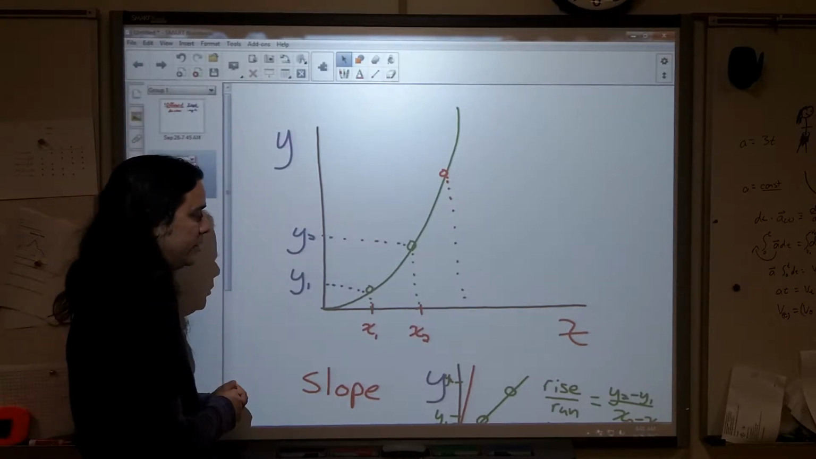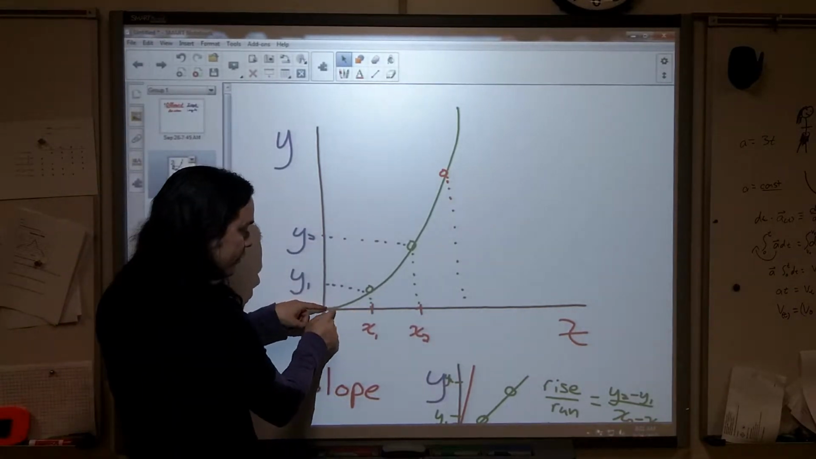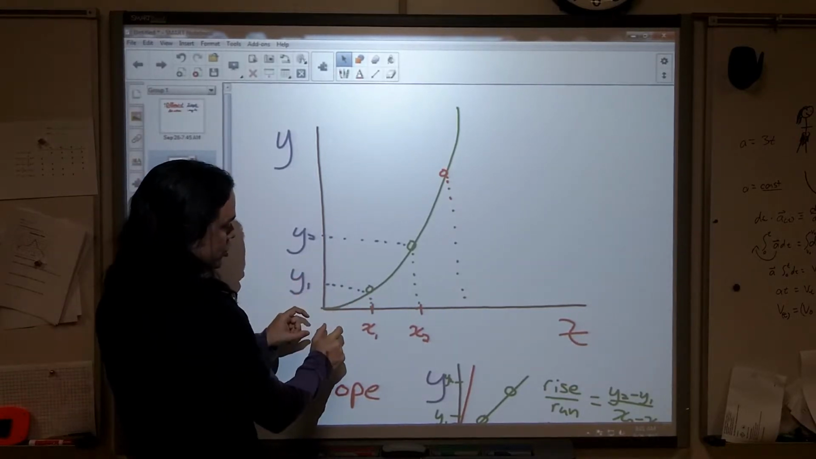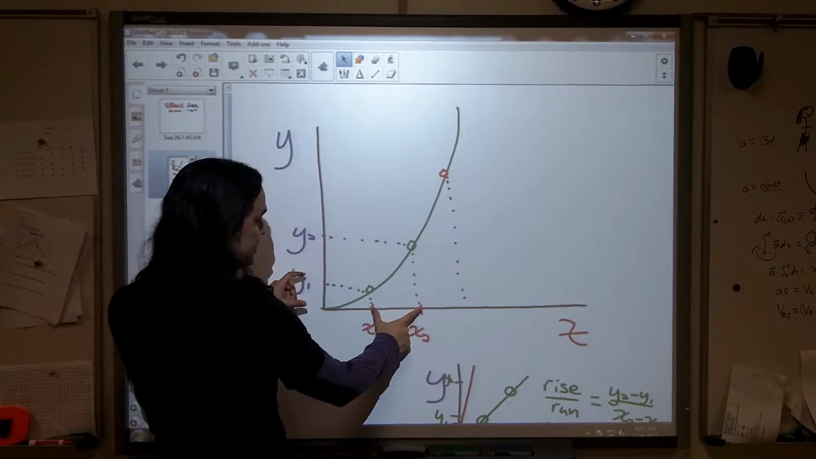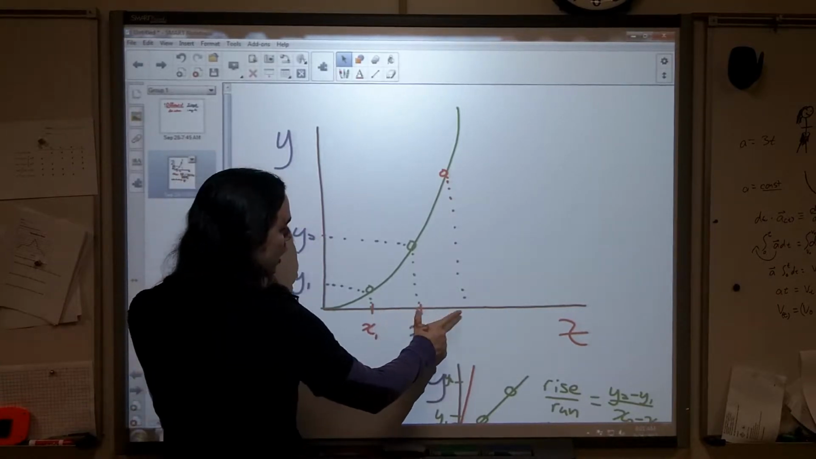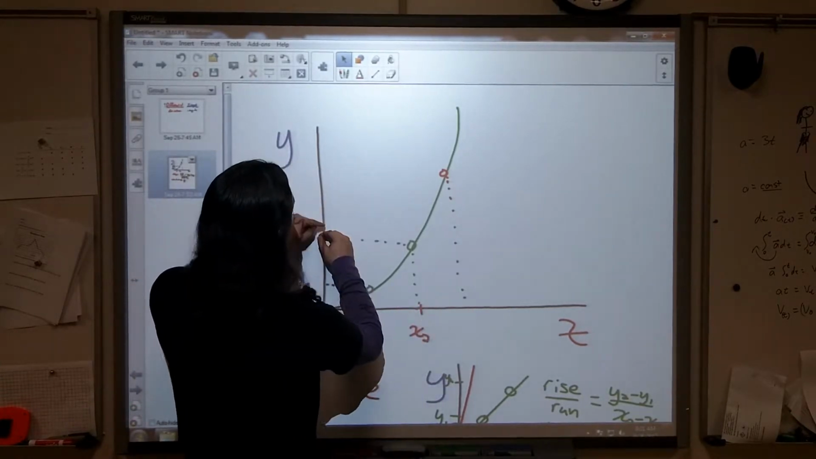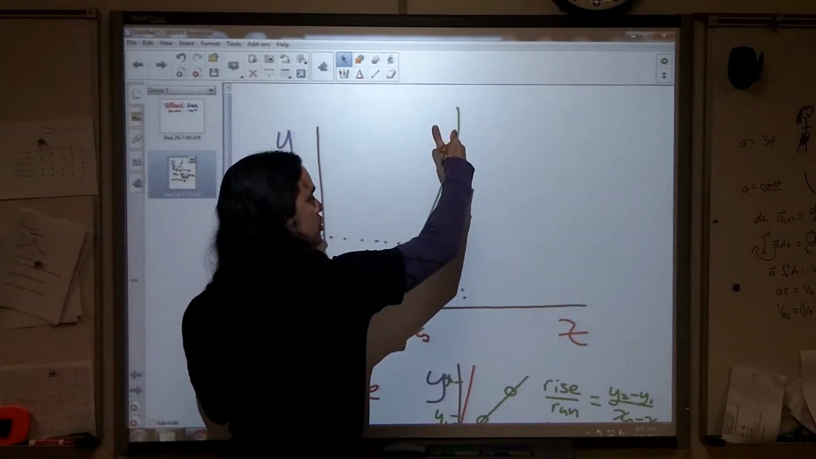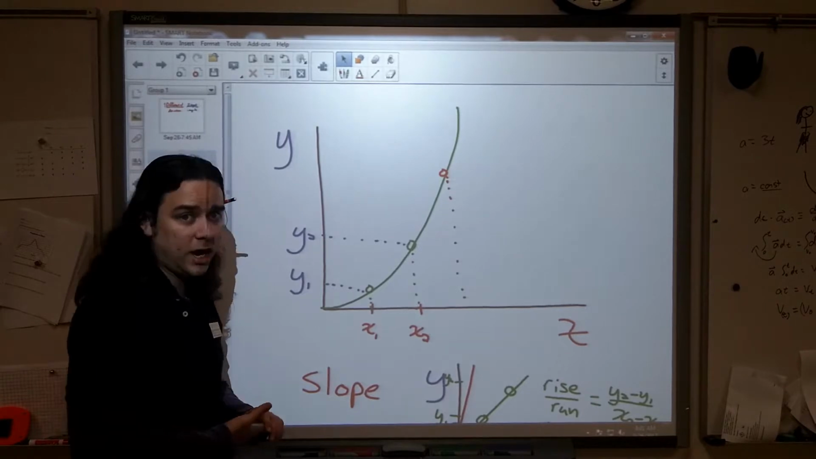And the slope describes how this thing is changing. Down here, we have a very low slope. If I change my x a lot, I get a small change in y. Over here, if I change my x a lot, I get a decent change in y. And over here, if I change my x a lot, I get a huge change in y. In short, my rate of change here is constantly changing.